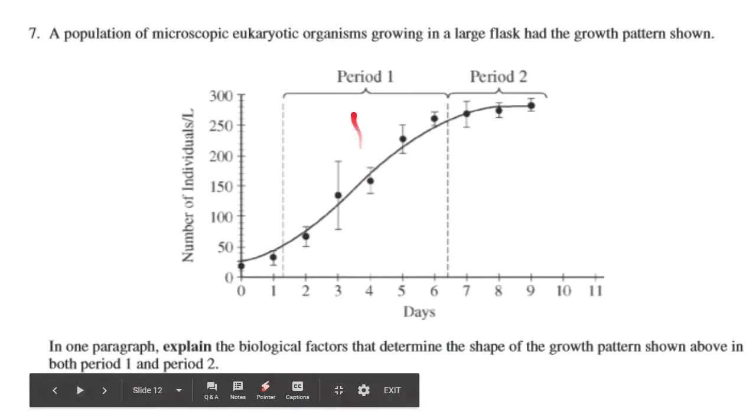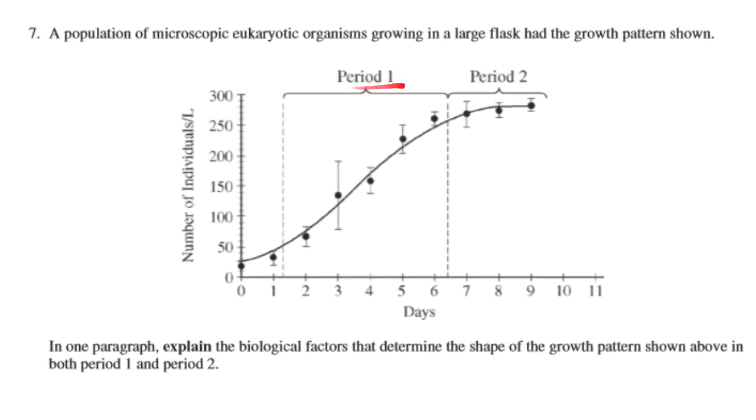So when we start looking at this, you have this part of the growth curve and you have this part of the growth curve. This is a really common type of question: in one paragraph, explain the biological factors that determine the shape of the growth pattern in period 1 and period 2. So during period 1, we have a lot of growth here and it is starting to slow down towards the end, but this is a pretty steady rate of increase.